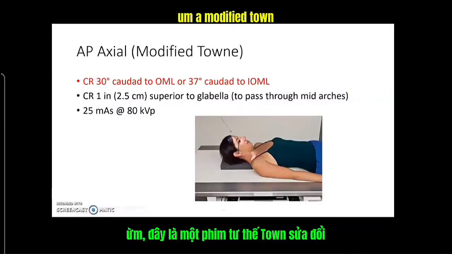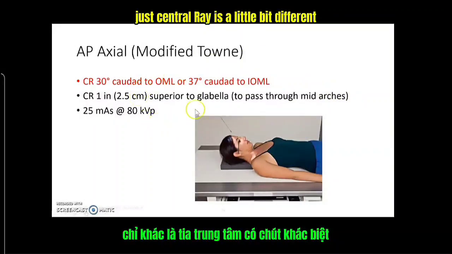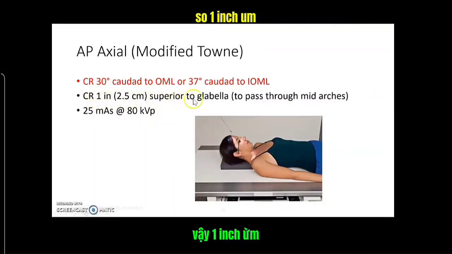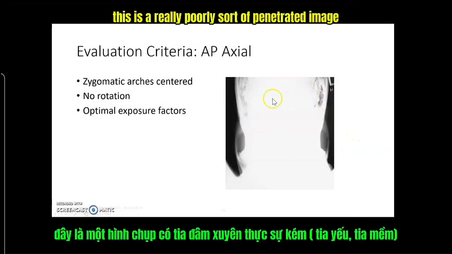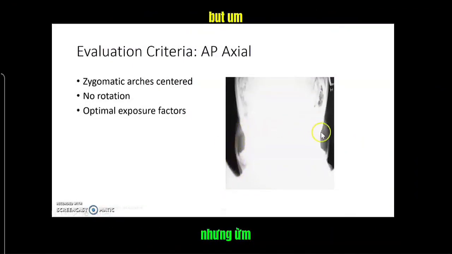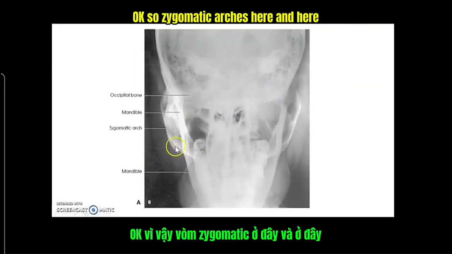A modified Towne, okay, really similar to that of a skull Towne, just the central ray is a little bit different, so 1 inch superior to glabella. You want to pass ideally through the mid arches. This is a really poorly penetrated image, but here's your arches here, and I think I have a better one. Oh yeah, here. Okay, so zygomatic arches here and here.